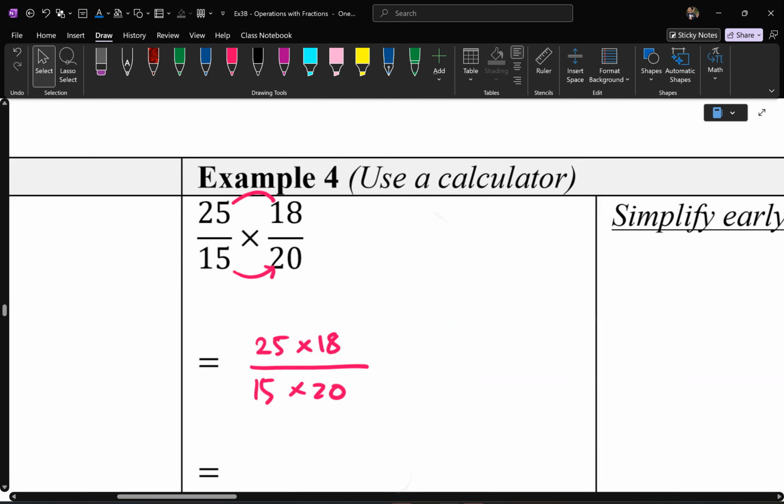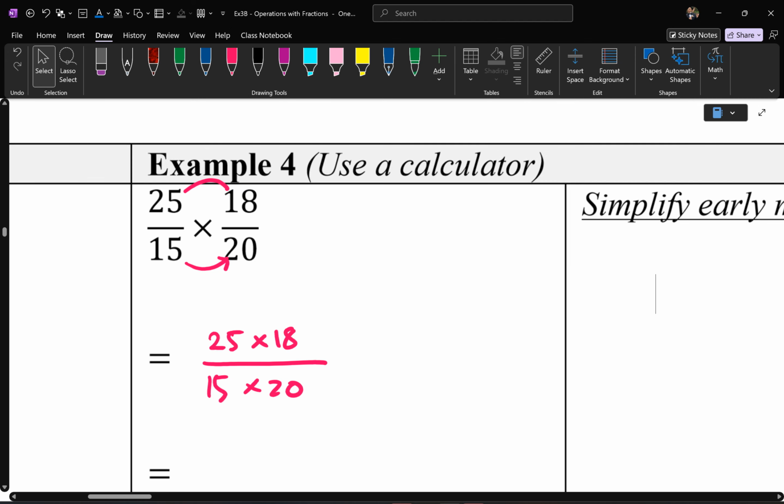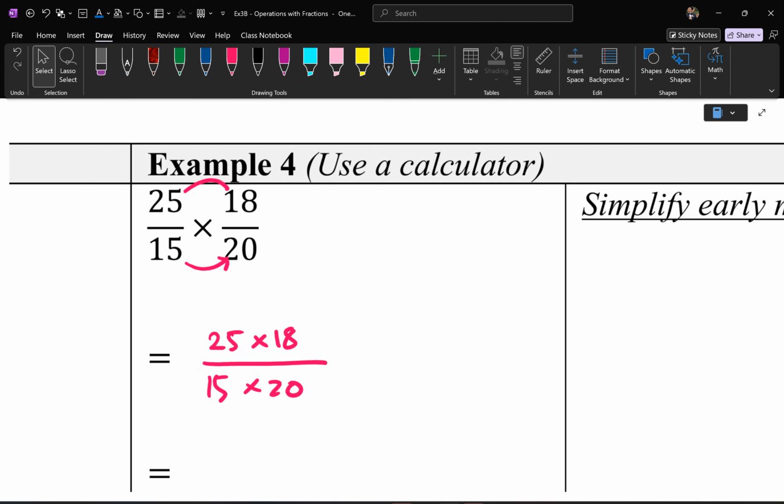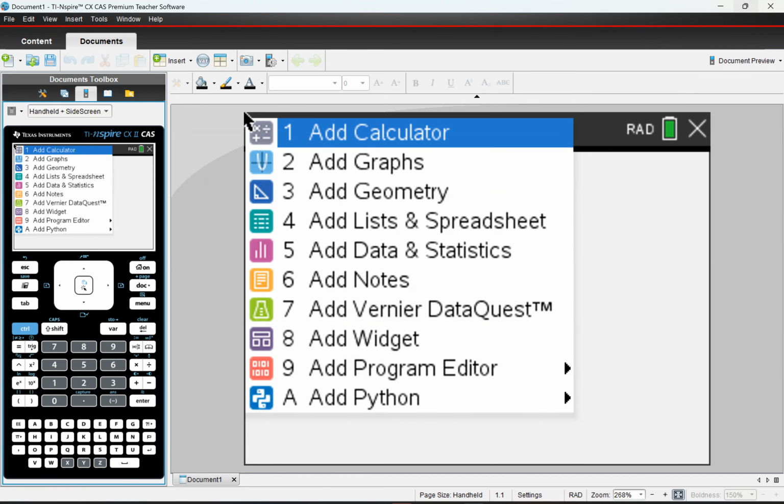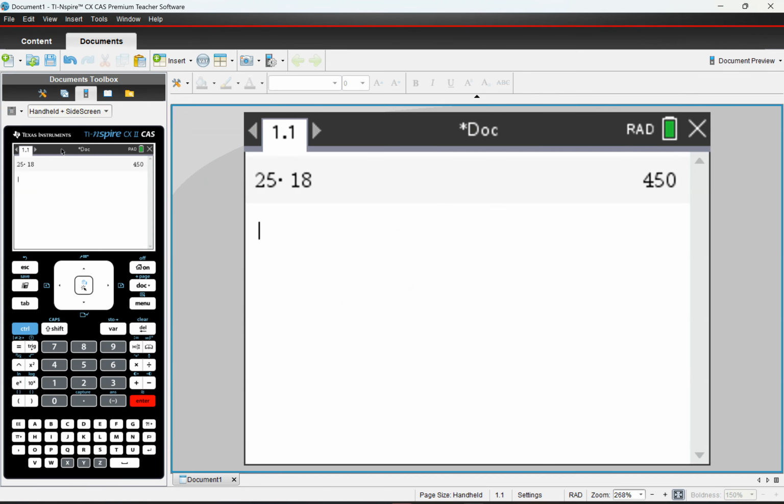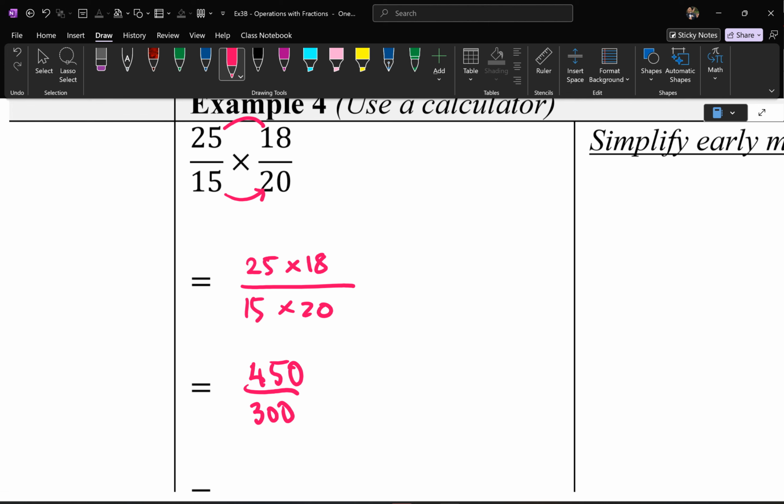This is what I see a lot of students do. When I give them this fraction, yes, you're right, multiplying fractions is top with top, bottom with bottom. But to do 25 times 18, unless you're using a calculator or you're going to do it on the side by hand, that's a pain to do. I'm going to use a calculator just to figure out what that answer is actually. So 25 times 18 is 450. That's 450 over 15 times 20, 300. That number is huge. And this is the problem for a lot of students. Not many students know how to do this without a calculator. So then they get stumped right there.